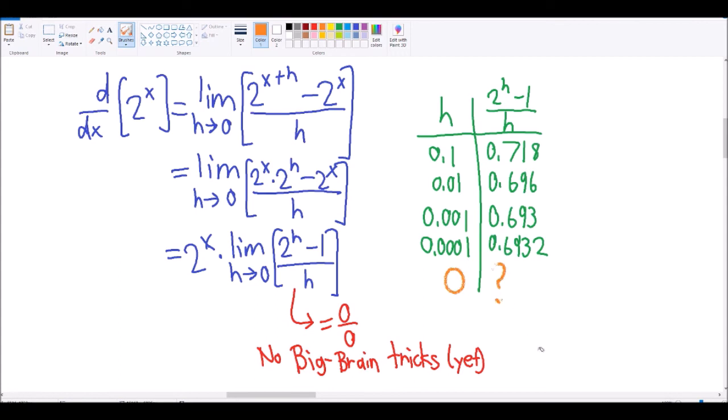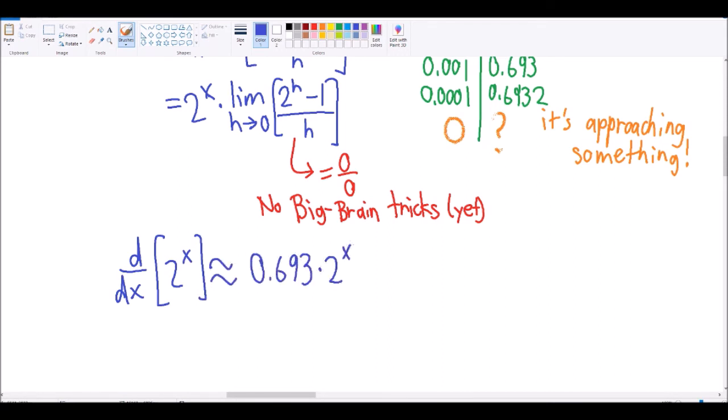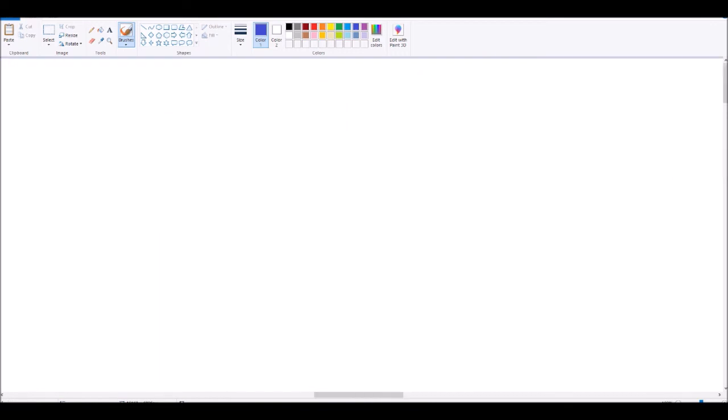Okay, this limit is definitely approaching something. What that number is, who knows? But we can see that our closest estimate, the derivative of 2 to the x, is about 0.693 times 2 to the x. Okay, let's try the same tactic with the derivative of 3 to the x.